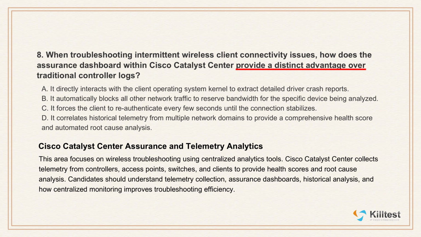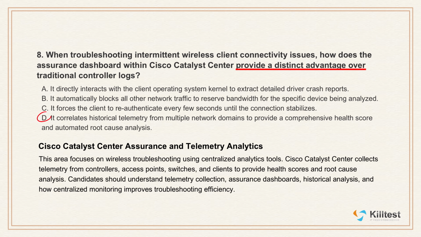Assurance, on the other hand, is like an AI detective that pieces the entire timeline together for you. That's option D. So it correlates historical telemetry from all over the network. Yeah, controllers, switches, access points. It gives you a health score and automated root cause analysis, finding patterns that isolated logs completely miss.